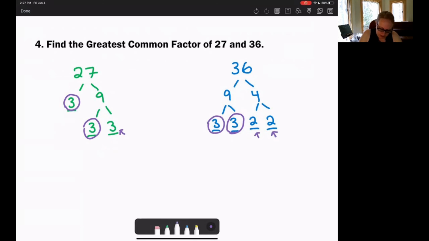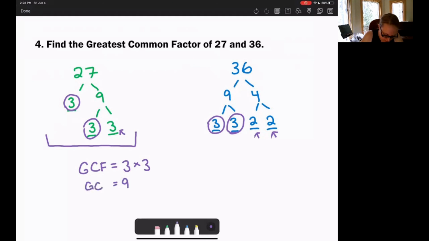So now if we think about what we have in common, the greatest common factor then is just multiplying those circled numbers. So look at only one of the trees, it doesn't matter which one you look at. I'm going to look at this one. And the circled numbers are 3 times 3. So in other words, our greatest common factor here would be 9.